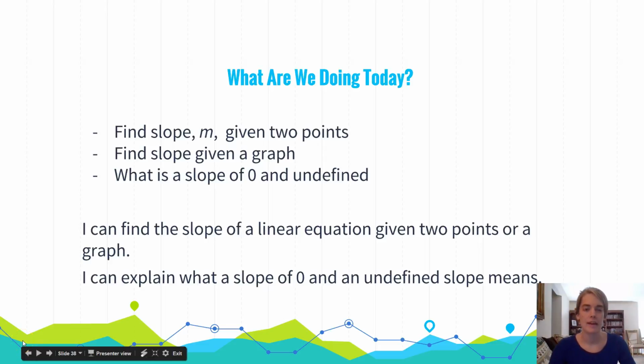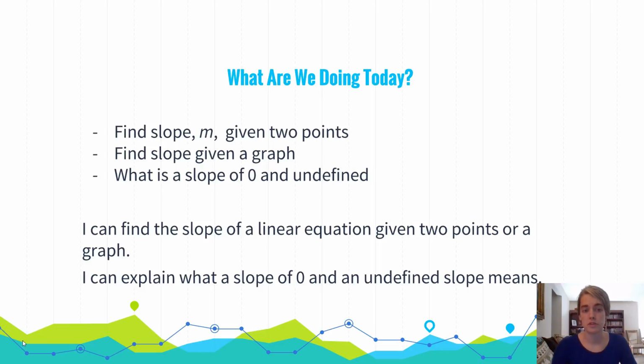Hey everybody, welcome back. What we are going to be learning in the lesson today is specifically on slope. In a previous lesson, you learned about y equals mx plus b. We're going to be talking about the m of that equation today. Just the m. We're not even going to talk about the y-intercept and how to put that together yet.